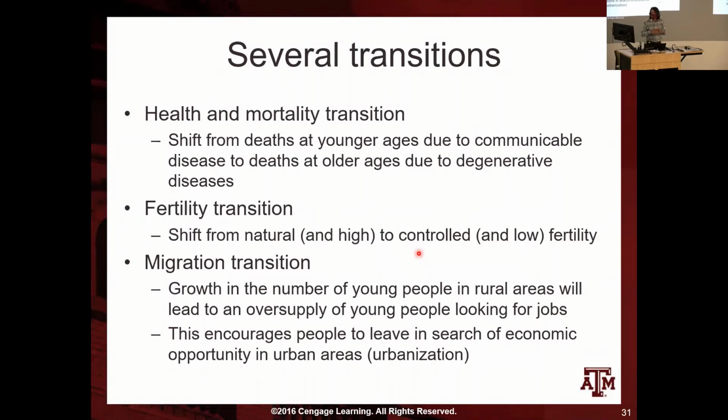The migration transition is really related to urbanization. Growth in the number of young people in rural areas will lead to an oversupply of younger people looking for jobs. So rural areas that usually have higher fertility and lower job opportunities, when people get to younger ages, like young adults, these people will look for job opportunities in other areas, usually in urban areas. And so this encourages people to leave in search of economic opportunity in urban areas, and that's exactly urbanization. So migration transition, in this case, is emphasizing internal migration. But we could see this on a more global scale as well. Less developed countries have lower opportunities for people to work, and then these people start moving into countries that are more developed and have more economic opportunities, right?